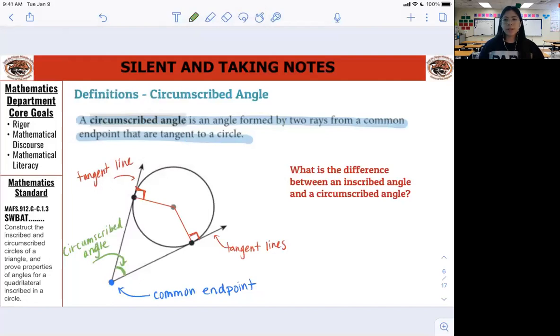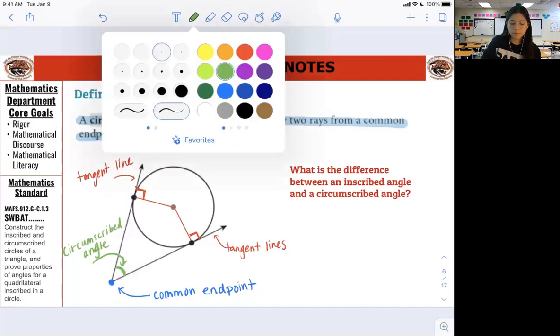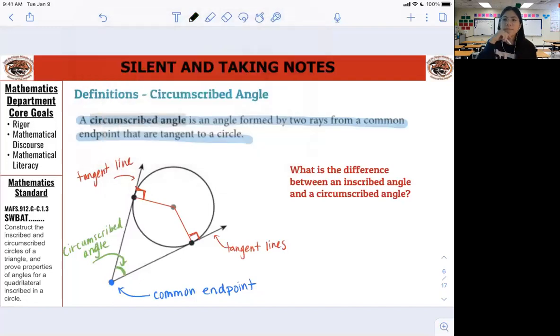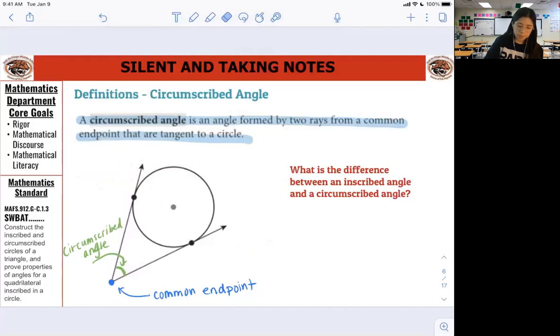Now, let's think about this question that I have here. What is the difference between an inscribed angle and a circumscribed angle? Good. One is on the inside of the circle and the other is on the outside of the circle. So I'm going to just draw really quickly to remind ourselves what an inscribed angle is.